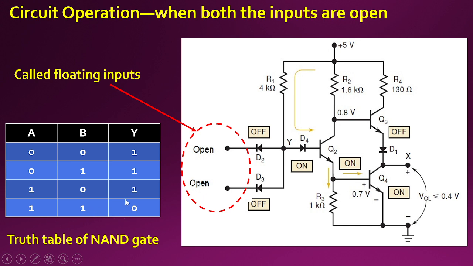So if we refer to the table of the TTL NAND gate, we can see that the output is low only when both the inputs are high, but here we have left the inputs open. So the internal circuitry is assuming an input, and we call this a floating input.